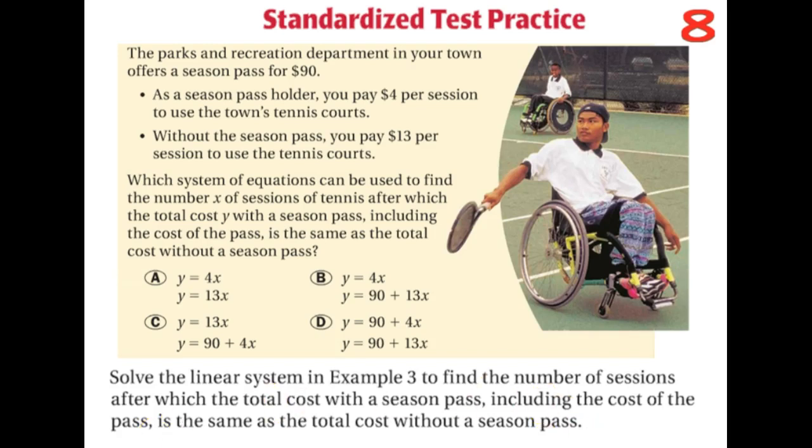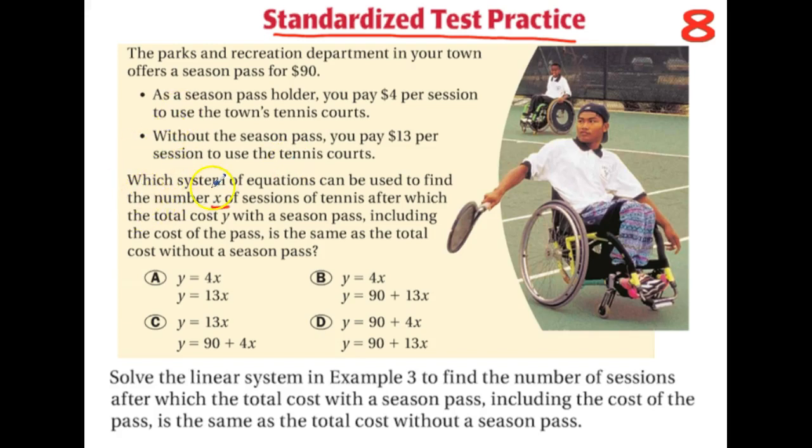Last here, this isn't really a problem that we have to solve, it's just a multiple choice question. So getting us ready for standardized tests. It says the Parks and Recreation Department in your town offers a season pass for $90. As a season pass holder, you pay $4 per session to use the town's tennis courts. Without that season pass, you have to pay $13 per session in order to use the tennis courts.